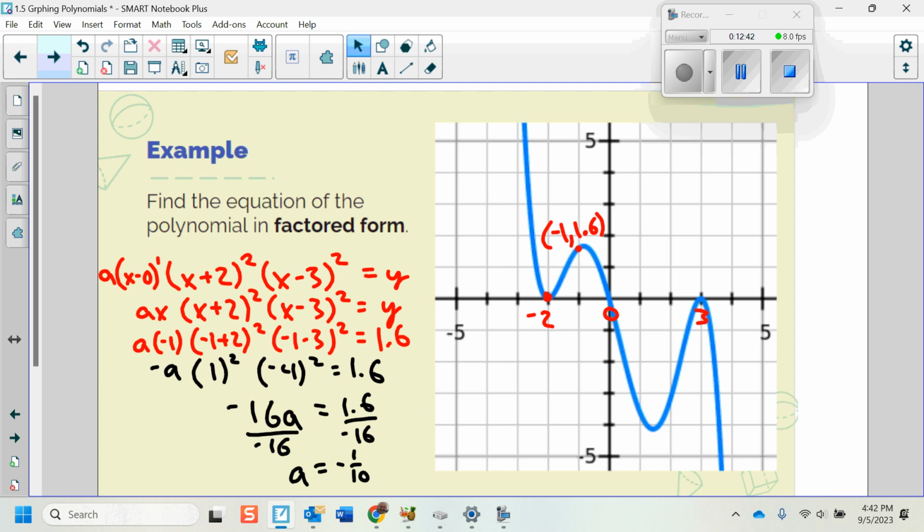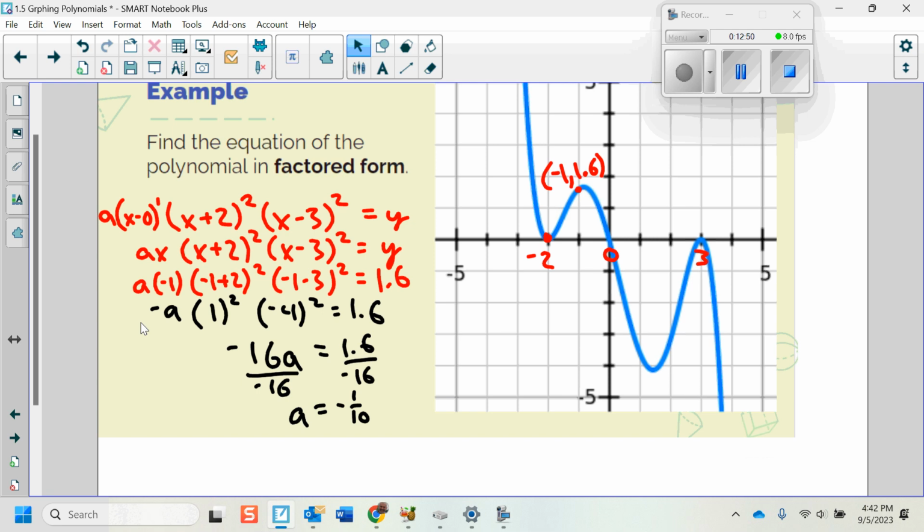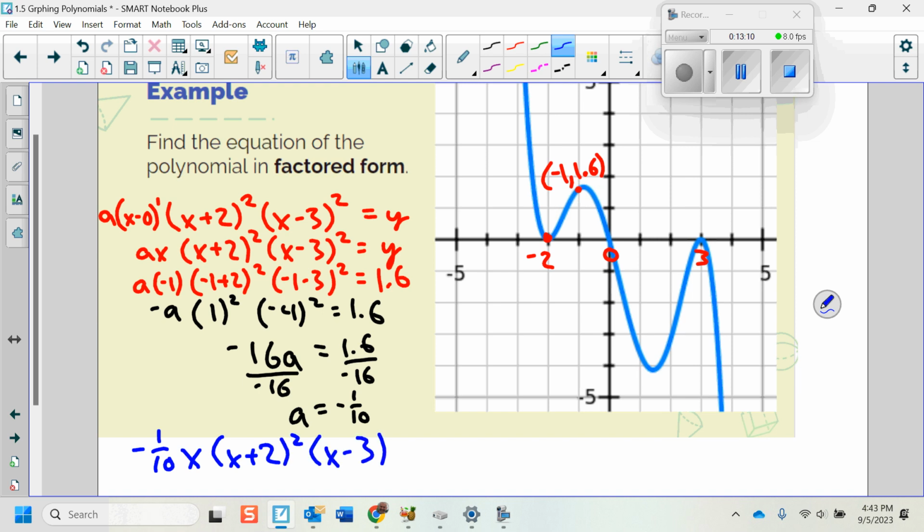Once I have that -1/10 for a, I can write that equation, going back to what I originally started with. a is -1/10, x minus 0 is x, then I have an x plus 2 factor squared, and an x minus 3 factor squared, and that equals y. If I'm looking at the graph, that is the equation of the polynomial in factored form. Y equals -1/10 x times the quantity x plus 2 squared times the quantity x minus 3 squared.